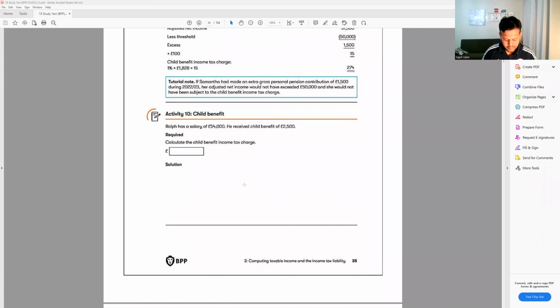All right, then we have the next one. Let's do one activity for the child benefit. It says salary is 54,000 and child benefit 2,500. There is no contribution, so we have no problem for that. So we need to find the difference. 54,000 is the salary I'm receiving, and 50,000 is the limit, the threshold. So we have 4,000 excess.